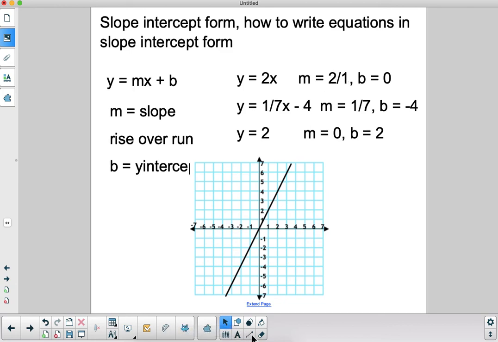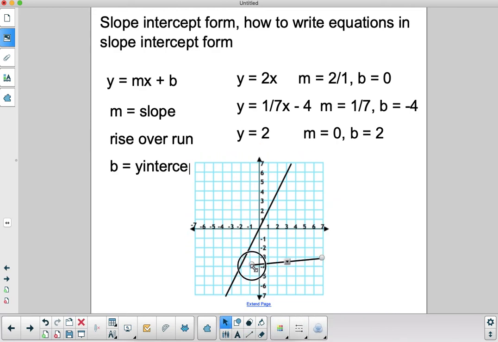For this next line, we would start at -4, and then we would go up 1 over 7. So again, it's rise over run. That's telling me how it's going to be growing from this point. So in this case, it's not going to be very steep. It only goes up 1, it goes over 7. I can take my line and extend that backwards.